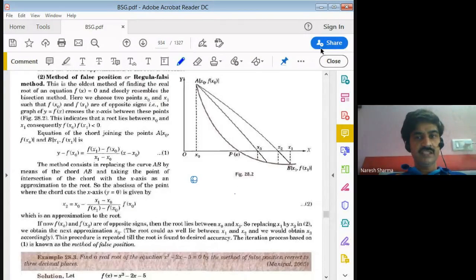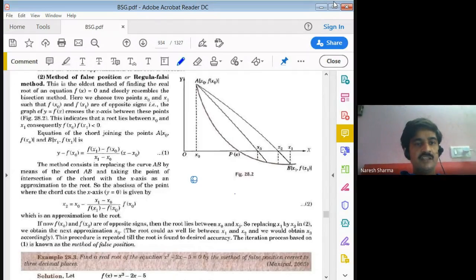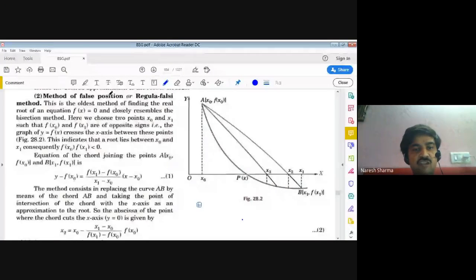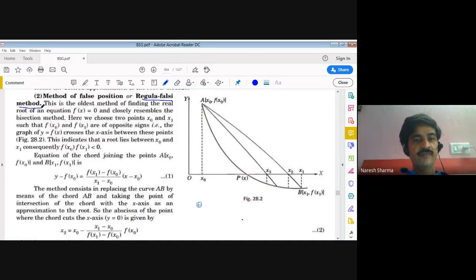So today we discuss the topic method of false position, or it is also called regula falsi method. This is a very important and oldest method to find the root of the equation. It is very similar to your bisection method. As in your bisection method, first of all we check whether this function has opposite values or not.